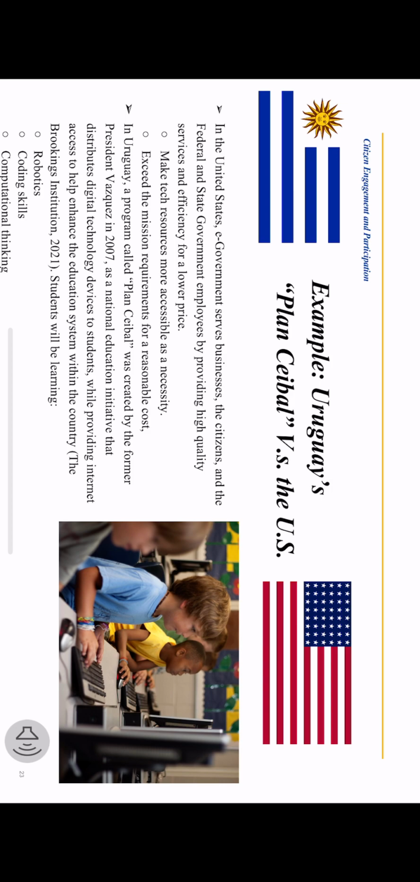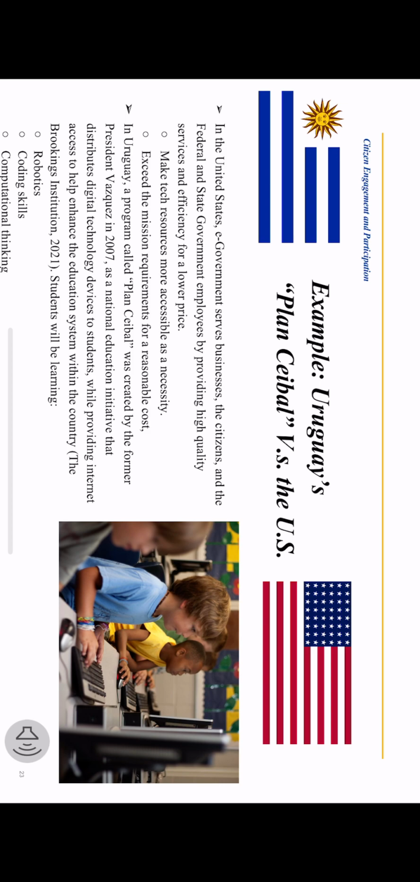Example: Uruguay's Plan Ceibal versus the United States. In this slide, we're going to be discussing examples of initiatives promoting citizen engagement. In the United States, e-government serves businesses, citizens, and federal and state government employees by providing high-quality services and efficiency for a lower price. Unlike the overly priced operations, agencies are working together and strategizing ideas on how to develop basic solutions that will exceed the mission requirements for a reasonable cost, which will make tech resources more accessible as a necessity.